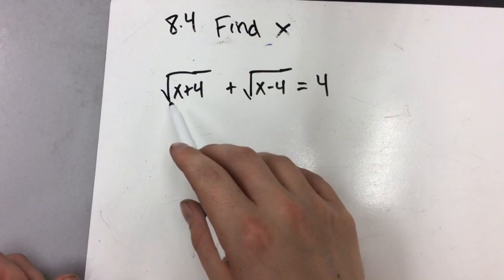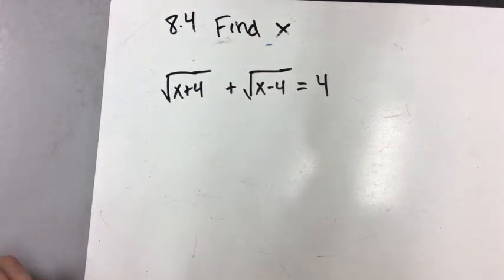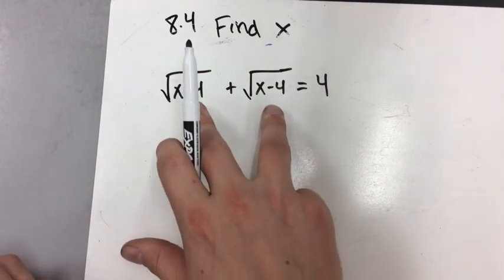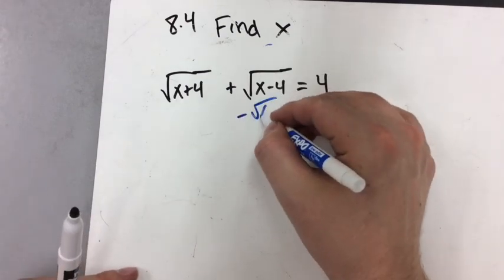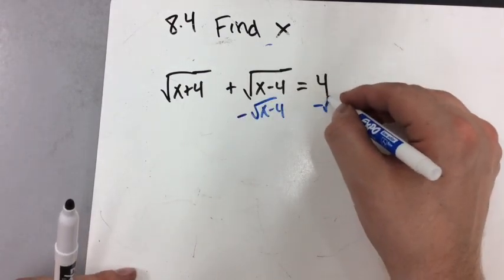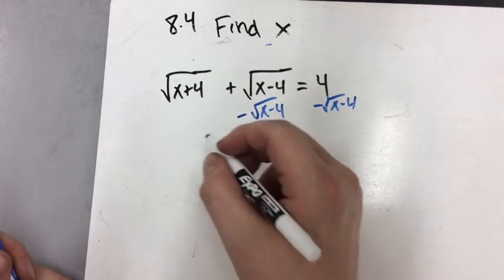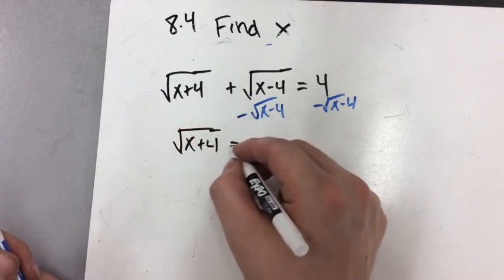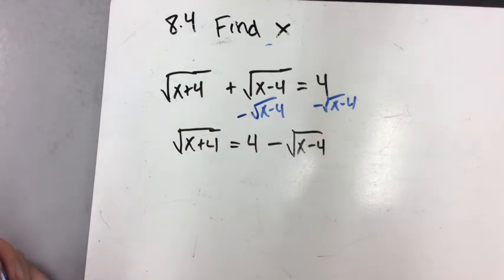Okay, for this problem, we have radical x plus 4 plus radical x minus 4 equals 4. When we're presented with the case where we have 2 radicals, we want to isolate one of them. So I'm going to subtract the square root of x minus 4 on both sides, and isolate my x plus 4 over here. So the new equation is x plus 4 equals 4 minus the square root of x minus 4.